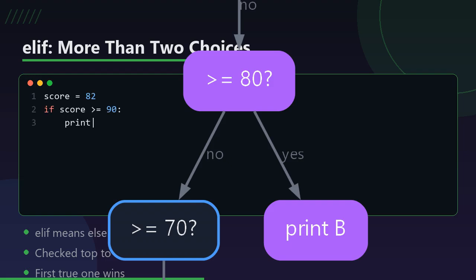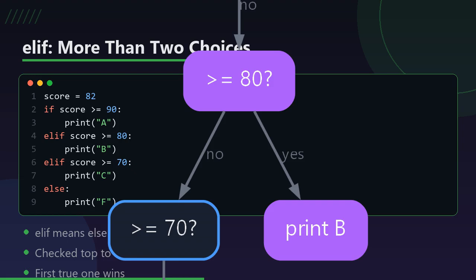Real life often has more than two options, so we use elif, which just means else if. Python checks each from the top, and stops at the first one that's true. Score is 82, so it skips the A test, hits the B test, prints B, and ignores the rest.